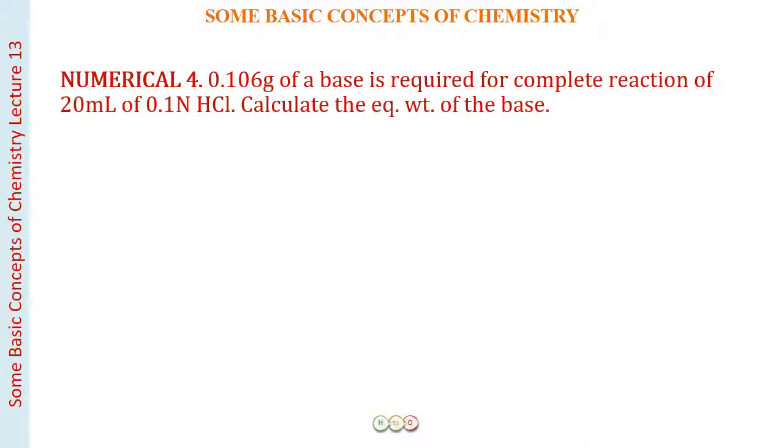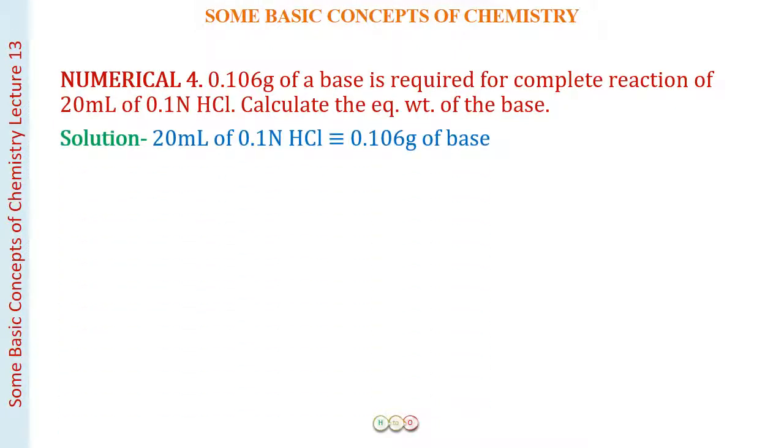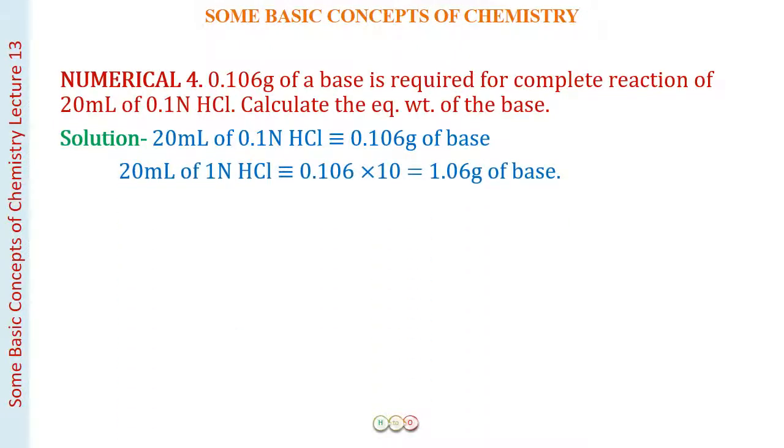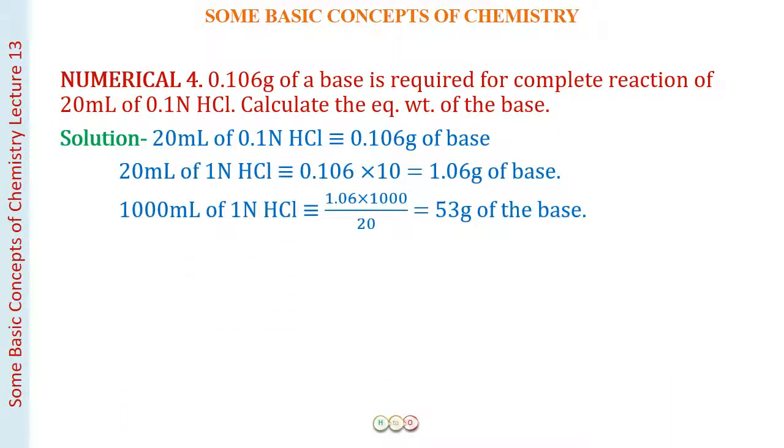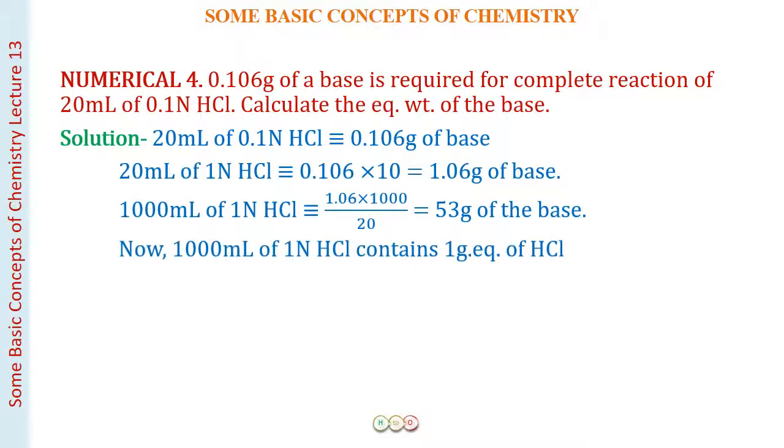The next question says that 0.106 gram of a base is required for complete reaction of 20 ml of 0.1 normal HCl. Calculate the equivalent weight of the base. So we have 20 ml of 0.1 normal HCl, which is being neutralized by 0.106 gram of the base. And if we have one normal solution, this would require how much base? 1.06 grams. And if we have 1000 ml of this one normal HCl, how much base would be required? This would be 53 grams.